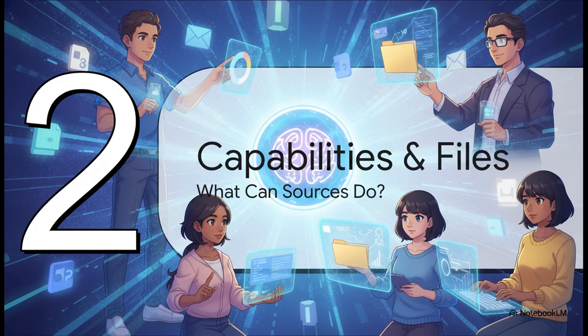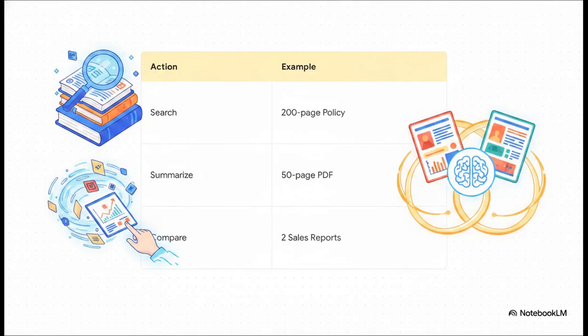Moving right along to Section 2, capabilities and supported files. So once Gemini's grounded with your files, there are 3 incredibly powerful use cases you're going to use all the time. First up is search. Imagine you have a super dense 200-page company policy document. Instead of reading the whole thing yourself, you just prompt Gemini and it instantly searches that entire block of text to find the absolute exact rule you need. Next is summarize. You can literally take a 50-page PDF, upload it, and just ask Gemini to distill the whole shebang into a quick, easily readable summary.